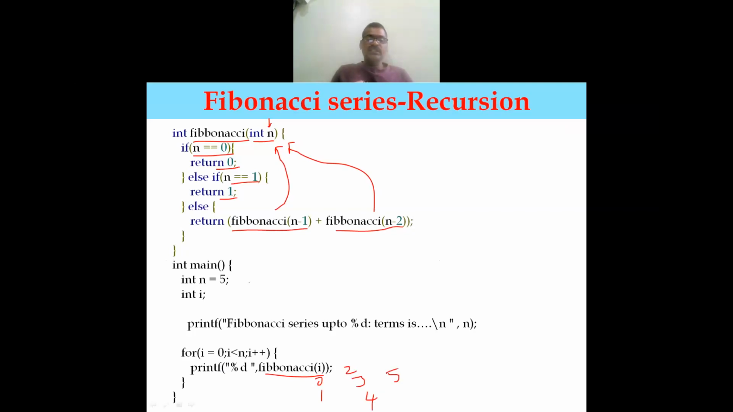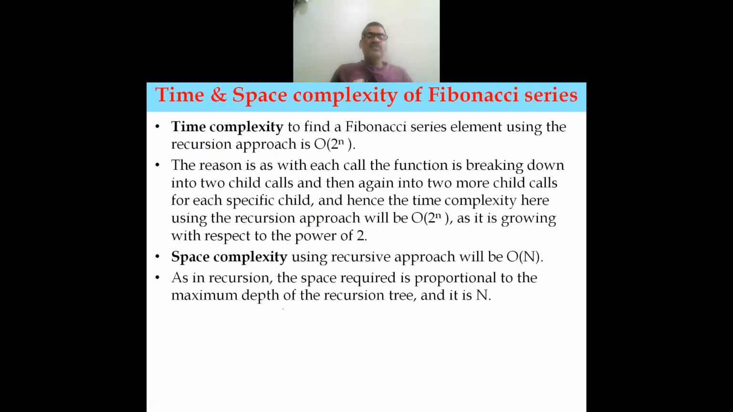So I equal to 5, the fifth term, like that we are going to get. We are calling the same function repetitively to print the Fibonacci series. If you see the time complexity of this recursive Fibonacci function, to find a Fibonacci series element using the recursive approach, it is approximately going to take big O of 2 power n.